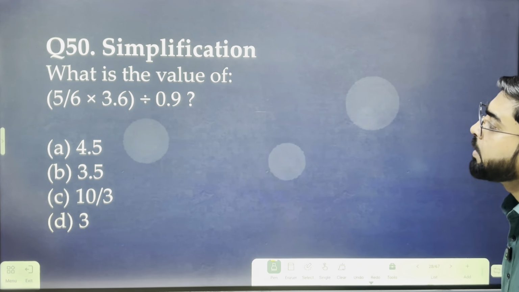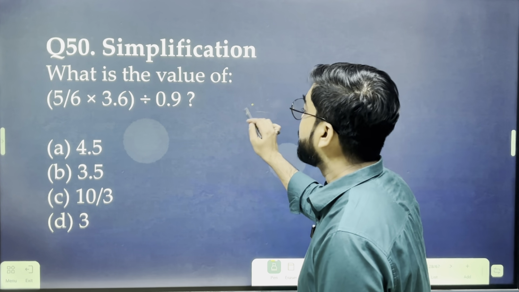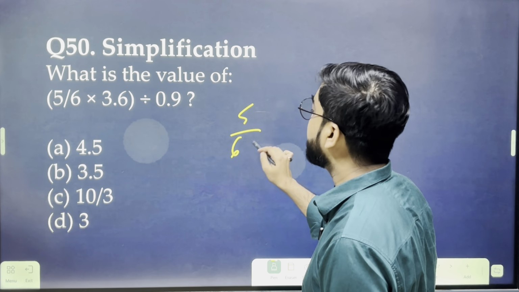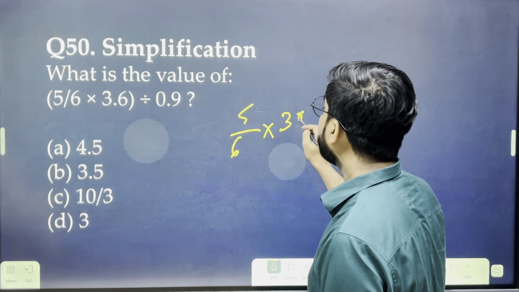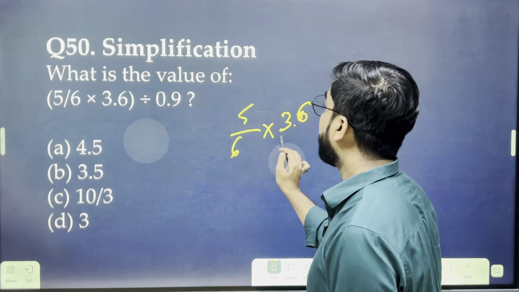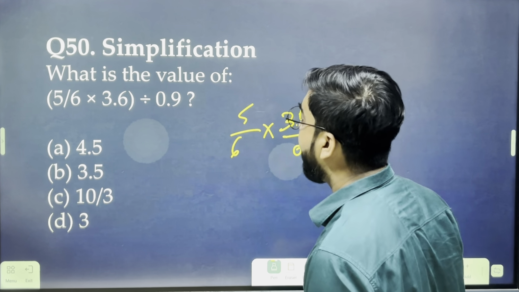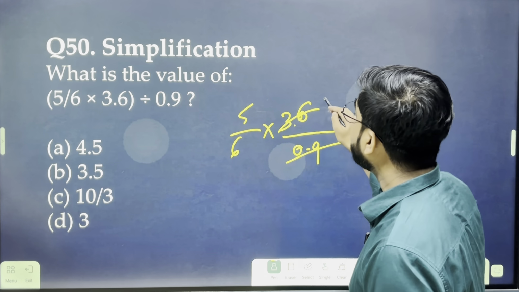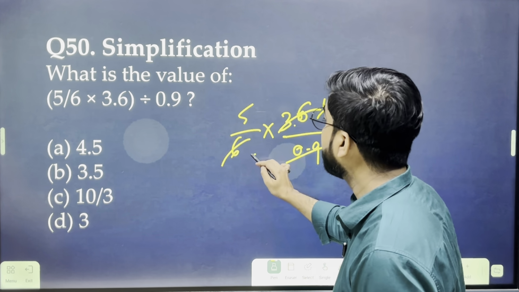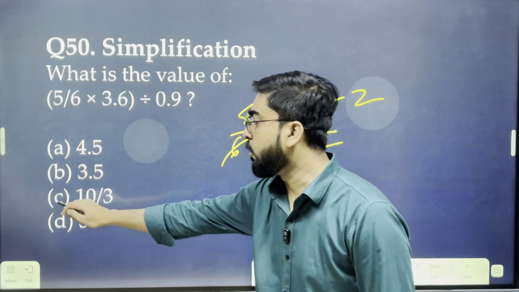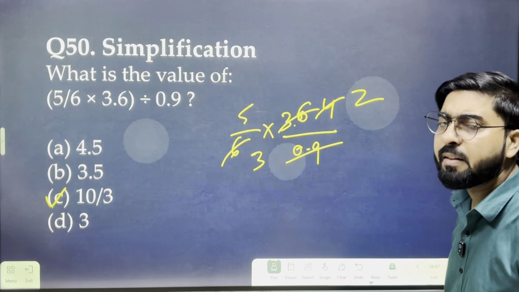Next question, what is the value of this? So that is very easy. 5 by 6 into 3.6 divided by 0.9. So 4 times 2, 2 fours are 8, 2 threes are 6, 5 twos are 10 by 3. Option C. Easy questions are there. That's why I'm solving like this.